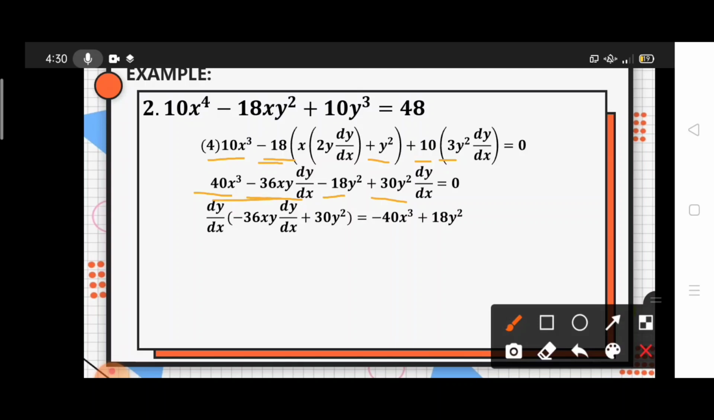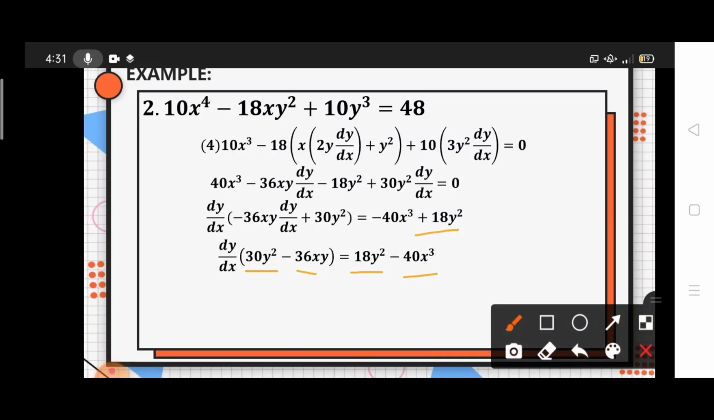And then let us isolate the dy over dx using the additive inverse. We get negative 36xy dy over dx plus 30y squared dy over dx is equal to, from positive 40x cubed, it will become negative 40x cubed. Then from negative 18y squared will become positive 18y squared. So let us arrange this to get a clearer answer: 30y squared minus 36xy equals 18y squared minus 40x cubed.